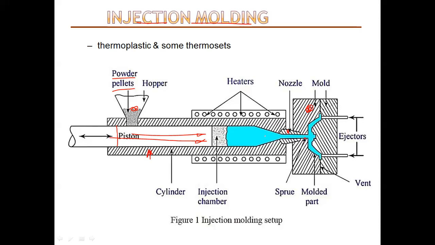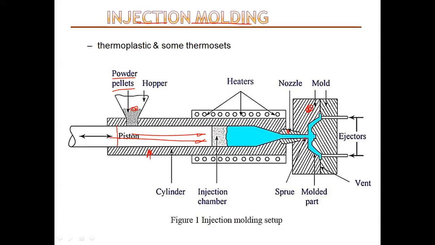Okay, so the molding is left to cool before it is ejected from the mold. Here the molding takes the shape of the mold cavity. So here you can see, in such a way the plastic products are manufactured by using injection molding.